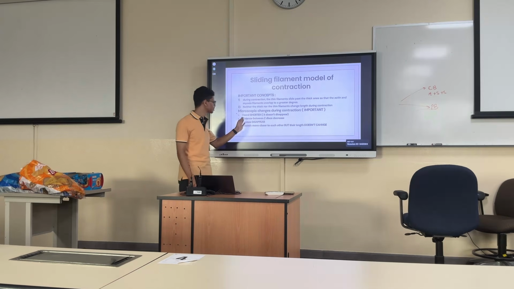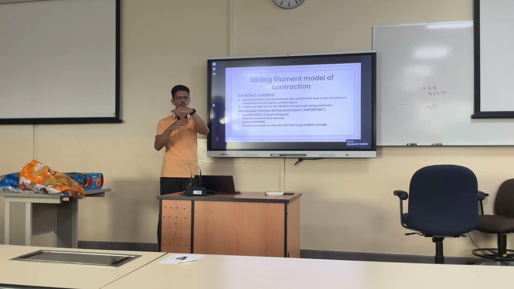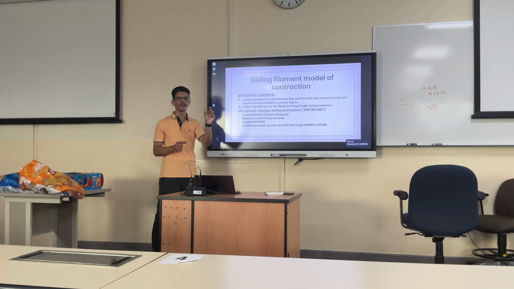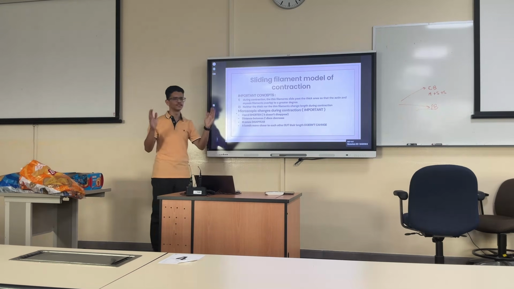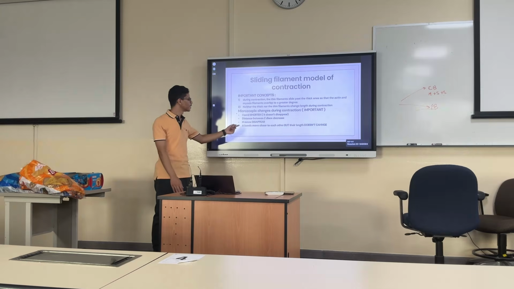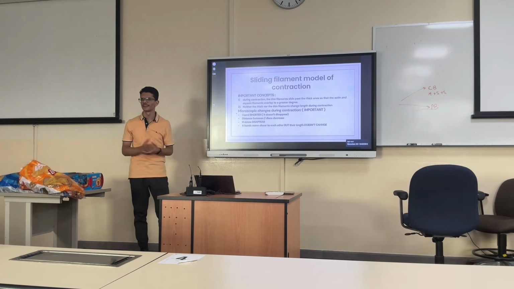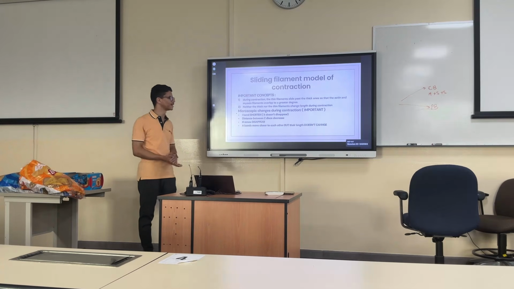The I band, sorry, I said A band. The I band shortens. Why? Because the actin filament is moving closer to the M line, right? So the segment with only actin filament is decreasing. The distance between two Z discs will decrease as well. The H zone will disappear completely. What was the H zone? It's just the myosin on its own, in the middle, where myosin isn't overlapped by any actin.